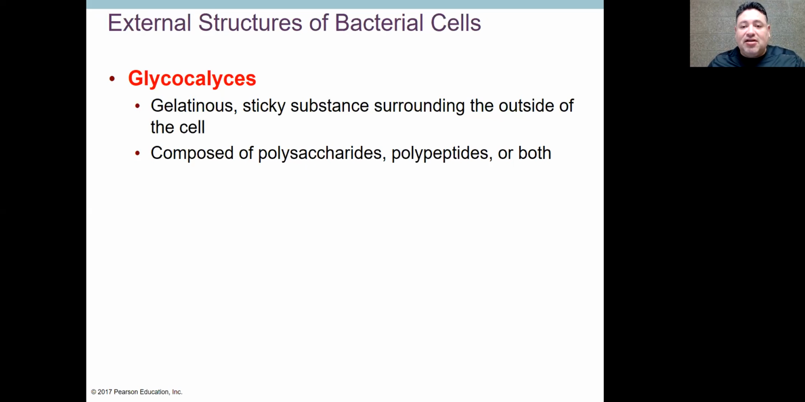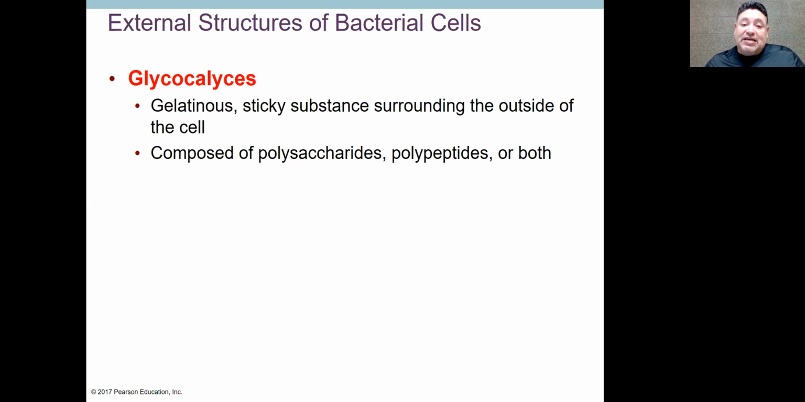If you've ever accidentally spilled honey or something that is rich in sugar somewhere, you find out very quickly that it is very, very sticky. Glycocalyces are very, very sticky. And so prokaryotes use these glycocalyces as a means to attach to surfaces or to attach to each other, okay? And when they attach to each other, they form these complex structures called biofilms.